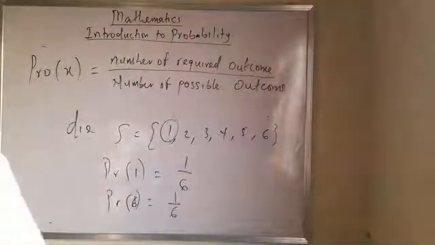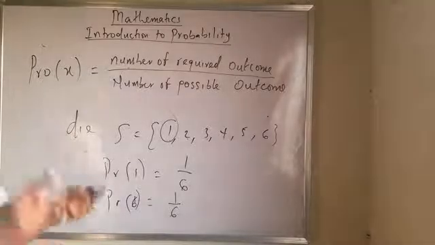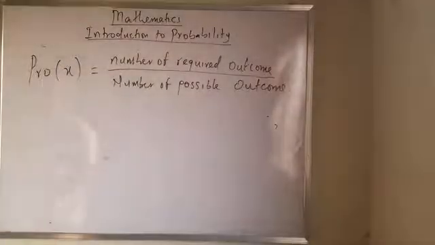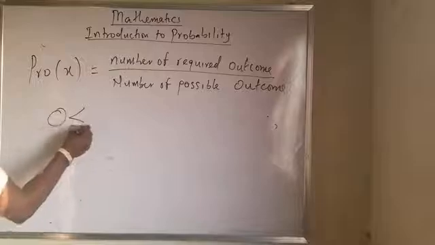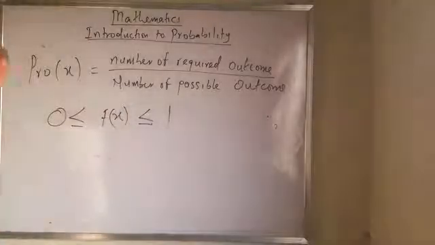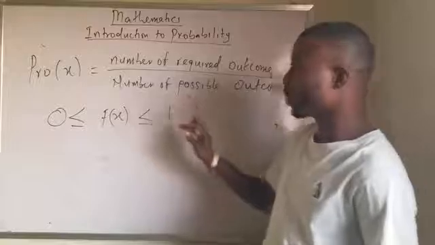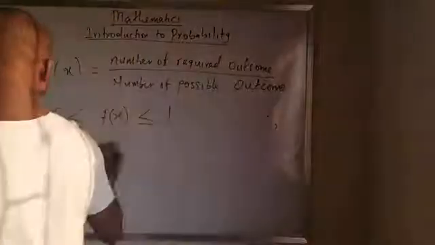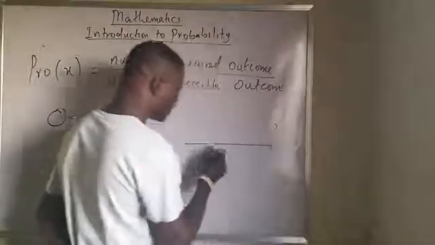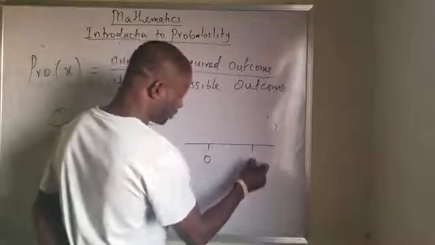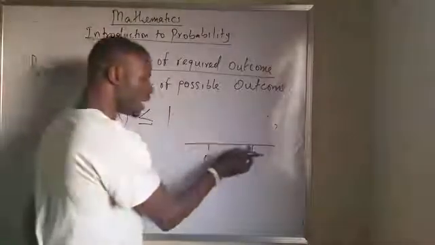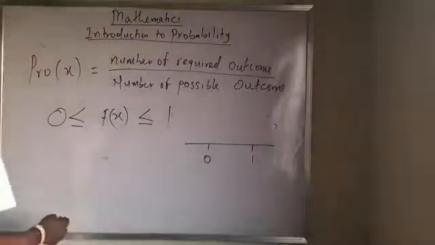When we talk about probability, take note of this very well. It will be 0 less than or equal to f of x, the function, less than or equal to 1. It means your answer must be between 0 and 1. Anytime you do probability and you get something like -2 or -0.2, you have done rubbish. Just like a number line, 0 and 1, your number must not go outside this. Please take note of that.